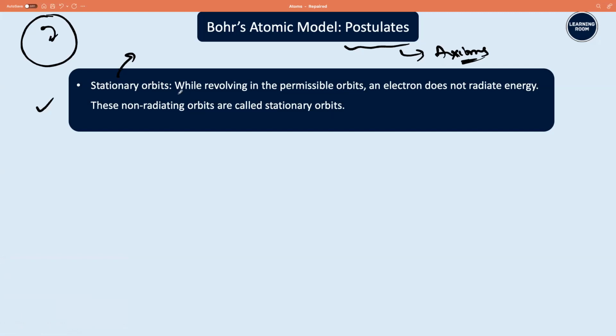So he told, while the electron is revolving in some permissible orbits, an electron does not radiate energy. These non-radiating orbits are what are called stationary orbits. Okay. That is the first point to be noted.